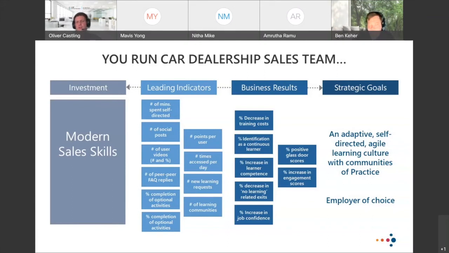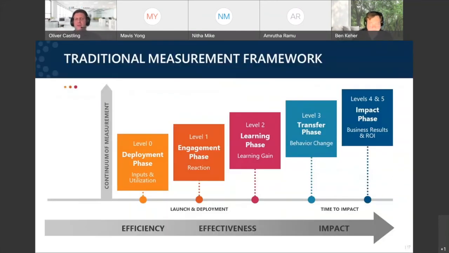And some of these strategic goals may be more aspirational, like being an employer of choice, and there might not be a clear metric of how to measure that. We are the employer of choice in our industry. And really, looking at the business results is going down a level of granularity to be able to look at how do we define that strategic goal? What are the indicators that we can find there?